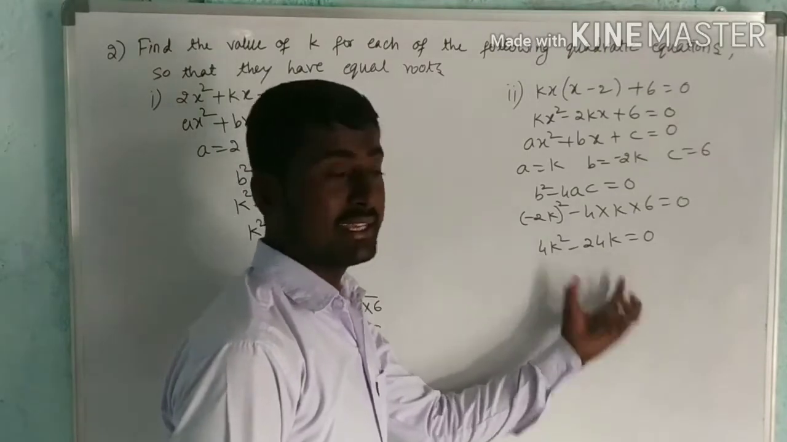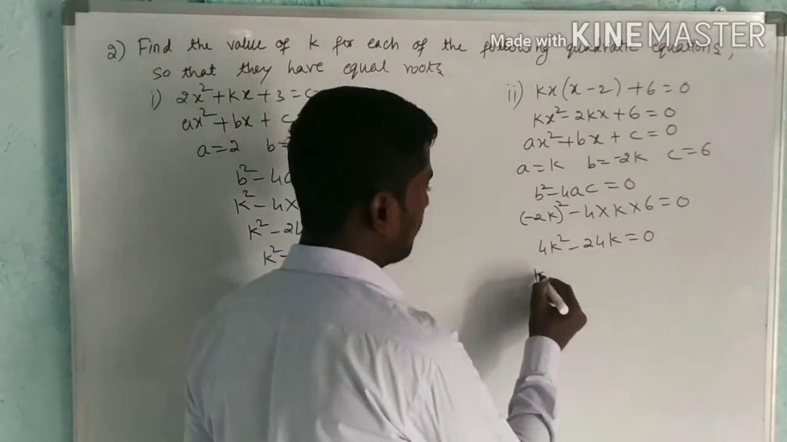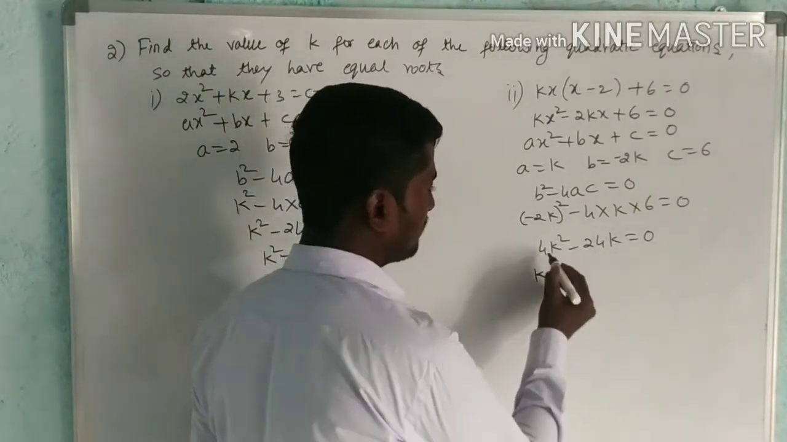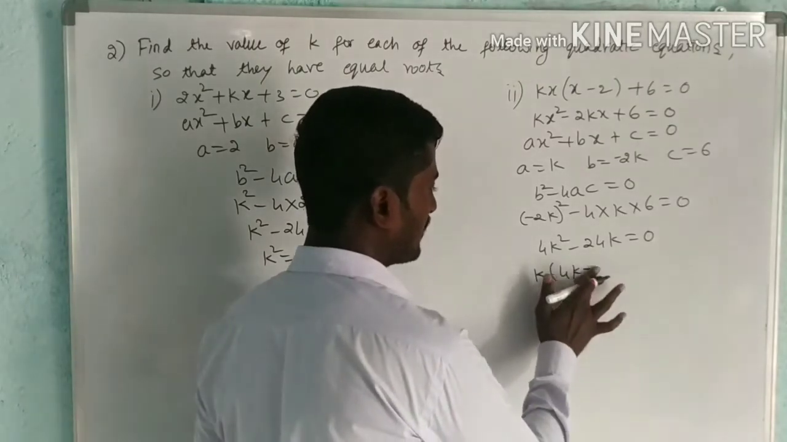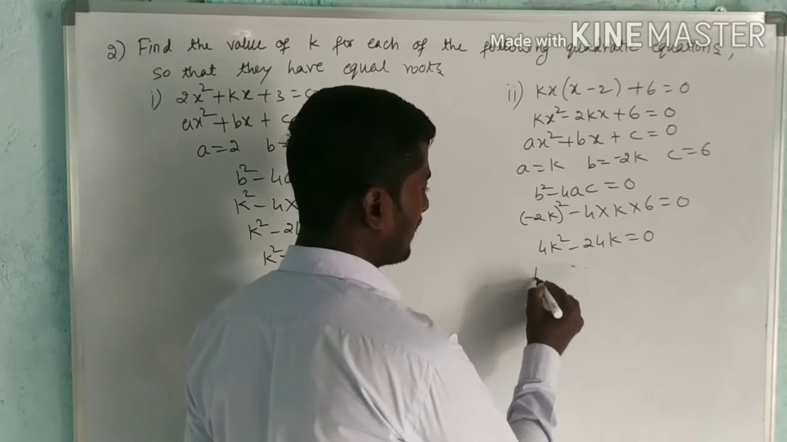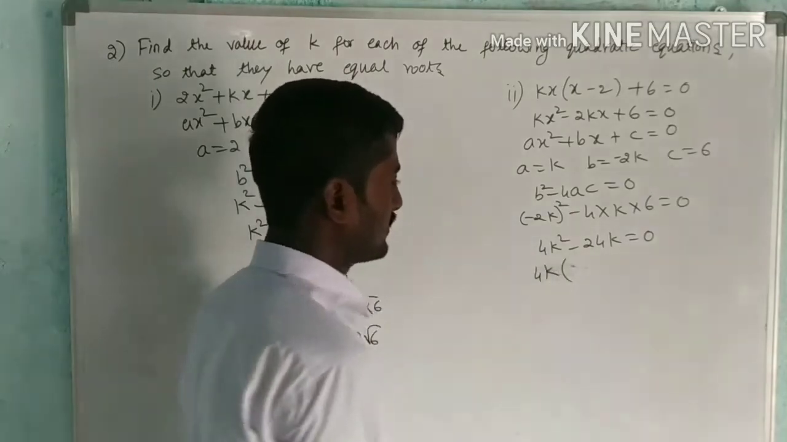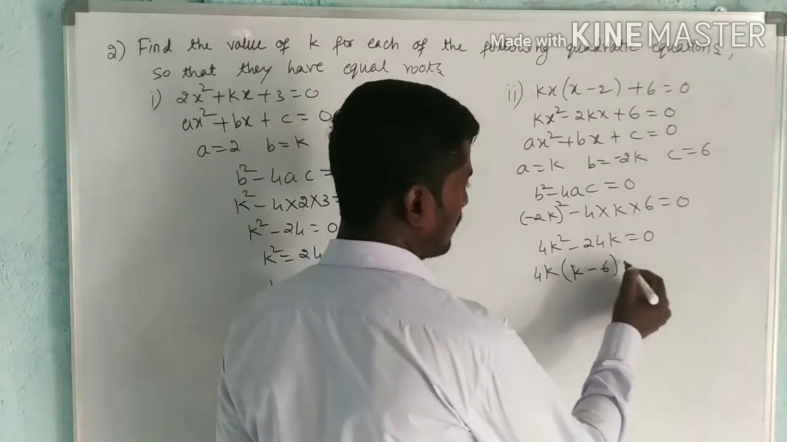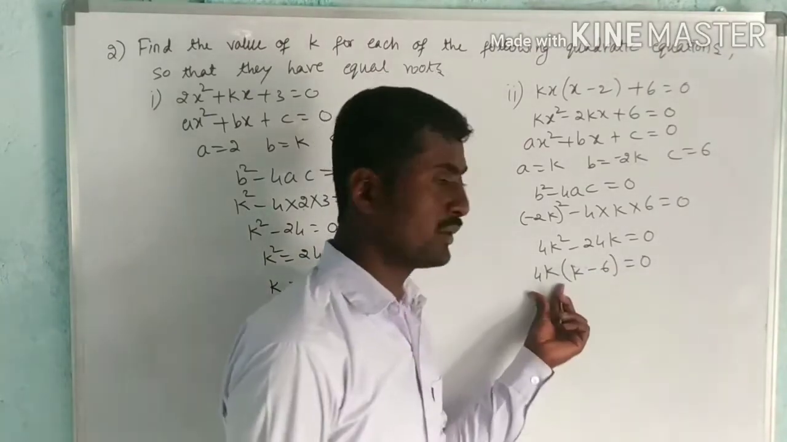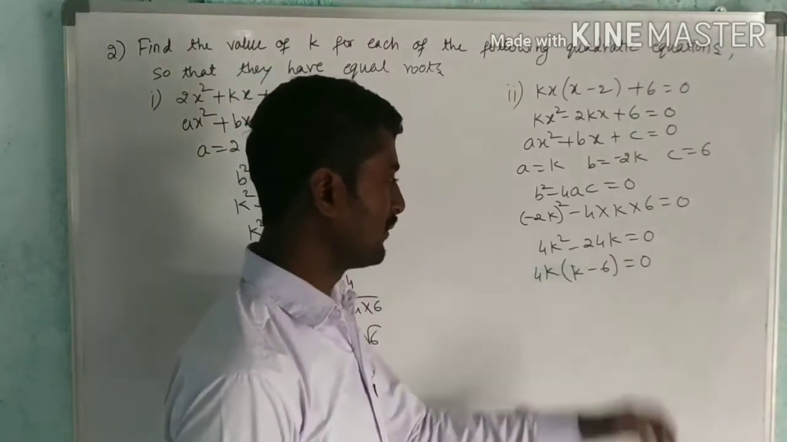Now here I can take k as common. Or otherwise you can take 4k common. So inside, k minus 6 is equal to 0. 4k taken outside, 6 4s are 24.